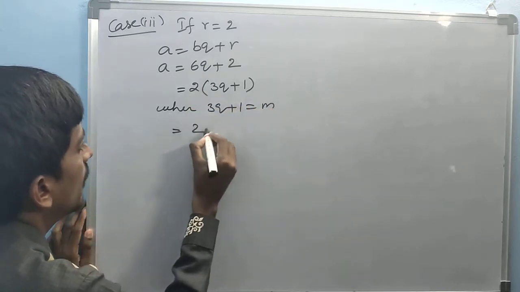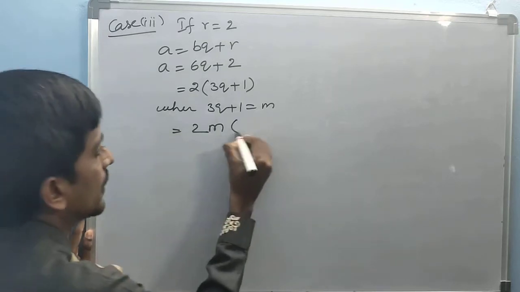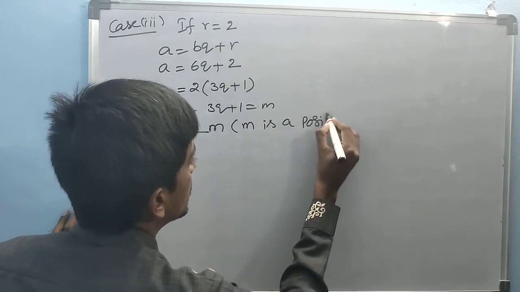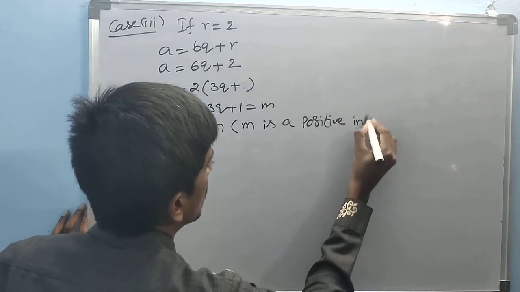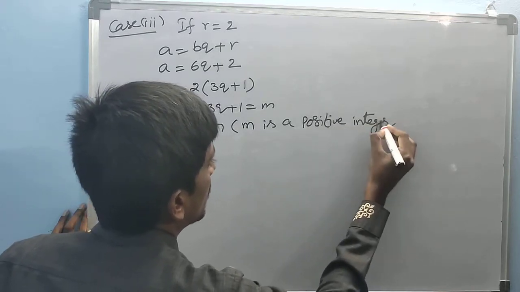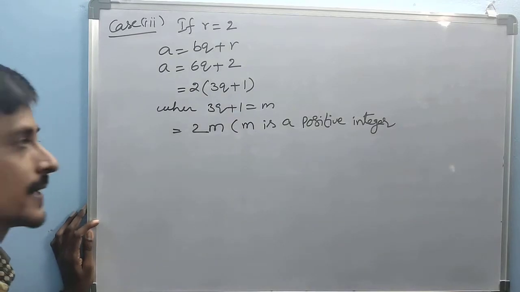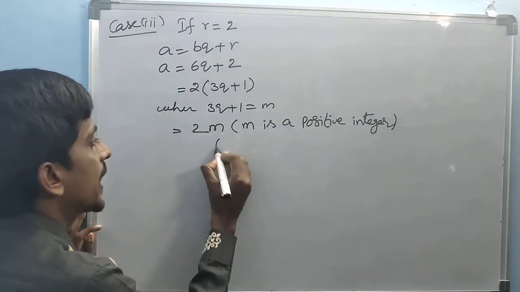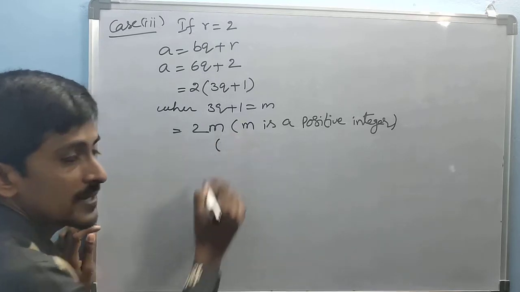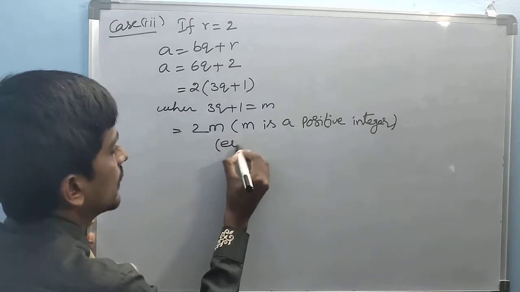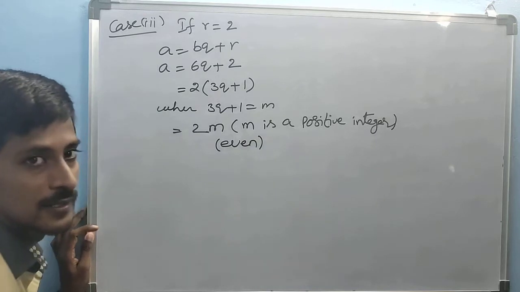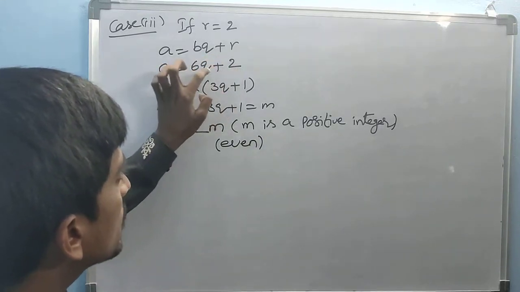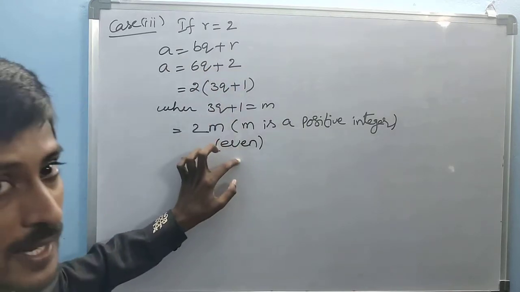It is in the form of 2m, where m is a positive integer. So it is a 2m form. 2m is the general form of an even number. So A equals 6q plus 2, and 6q plus 2 is an even number.